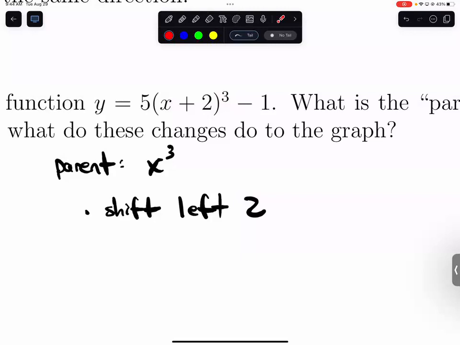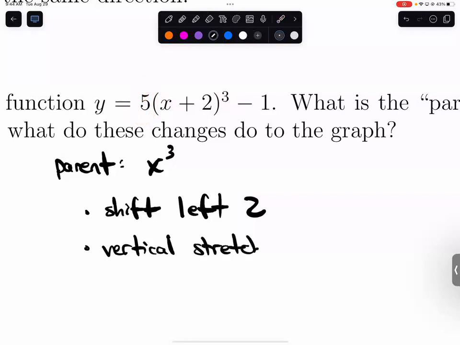Times 5. What does that times 5 do? It's multiplication, so it's going to stretch the graph out, right? That's going to make the whole thing taller, steeper, skinnier, more narrow, whatever. I'm just going to write that that's a vertical stretch by a factor of 5. So if a point was at 1 before, now it's at 5. If it was at 10 before, now it's at 50.